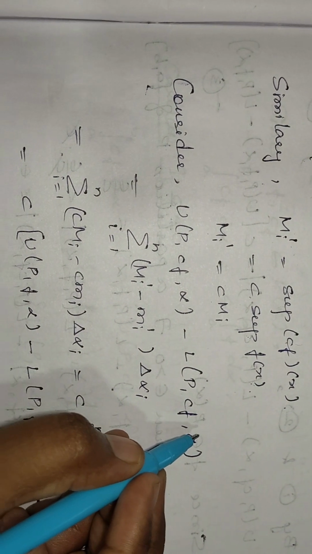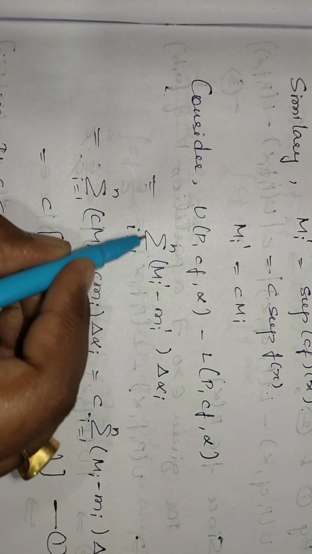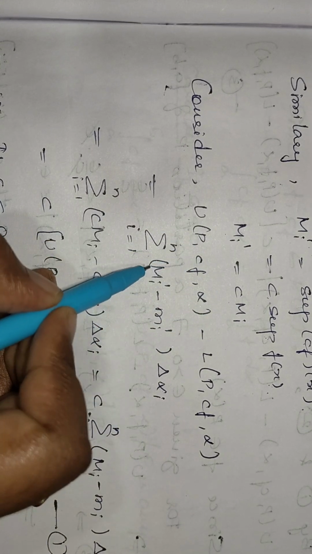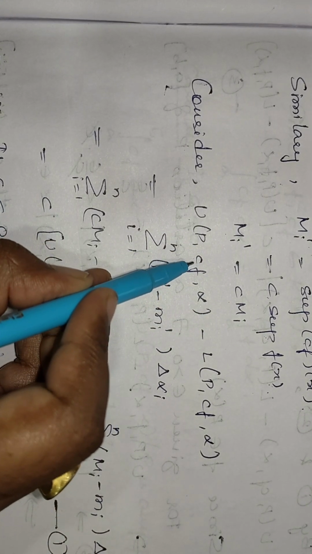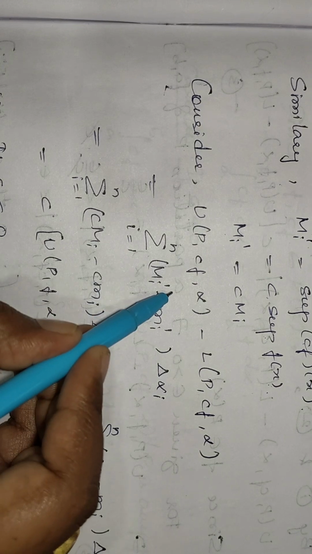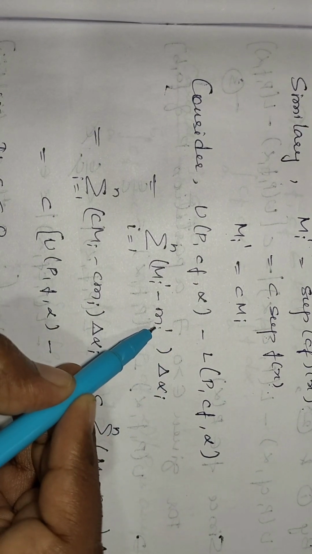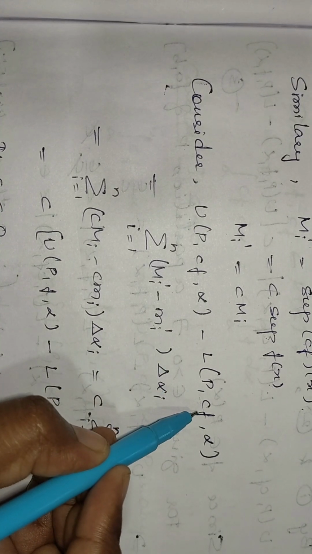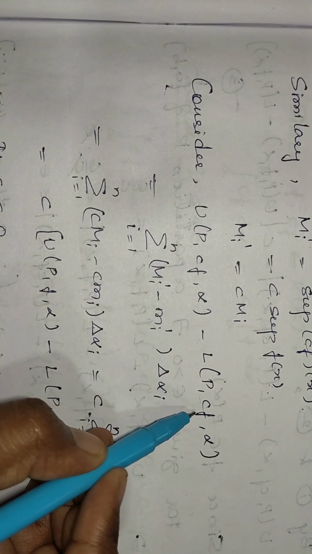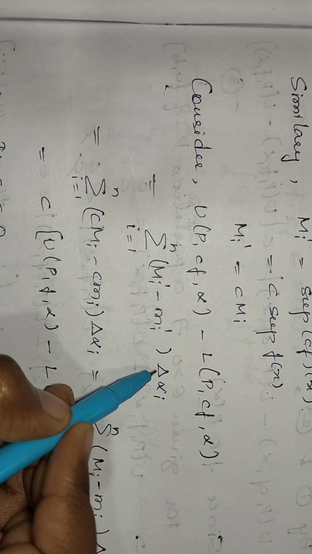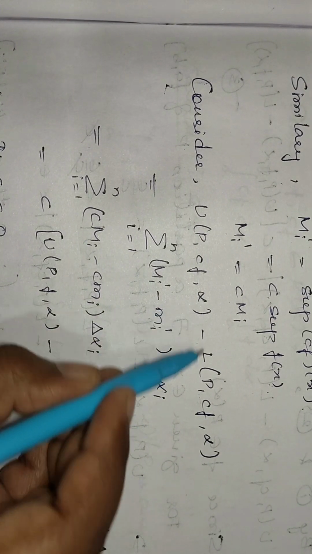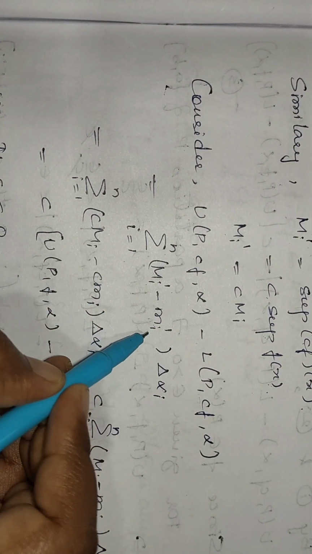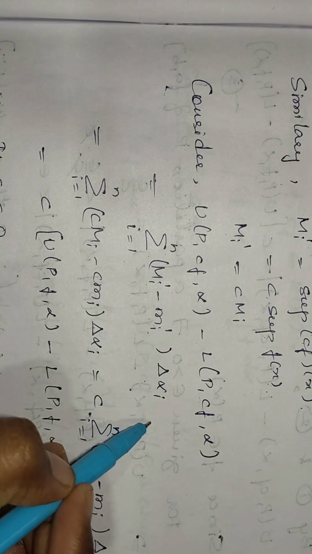According to the definition, summation i equal to 1 to n, capital Mi dash minus small mi dash, because capital Mi dash is the supremum of cf and small mi dash is the infimum of cf in the interval [x_{i-1}, x_i]. So I have taken this delta alpha i common, and instead of two summations I have one summation: summation i equal to 1 to n of (Mi dash minus small mi dash) into delta alpha i.